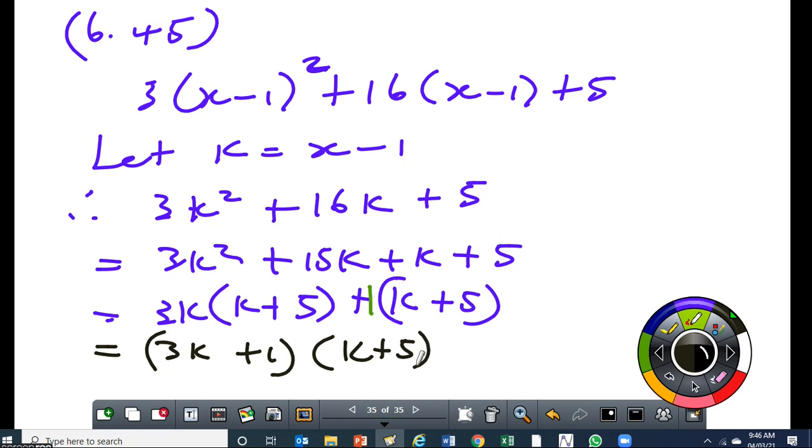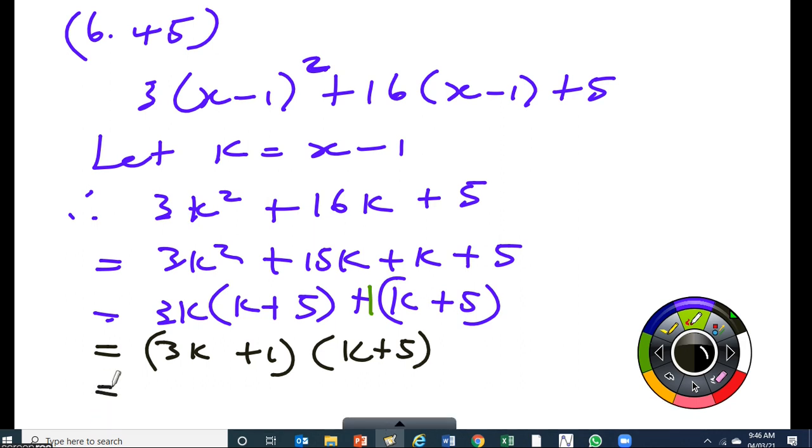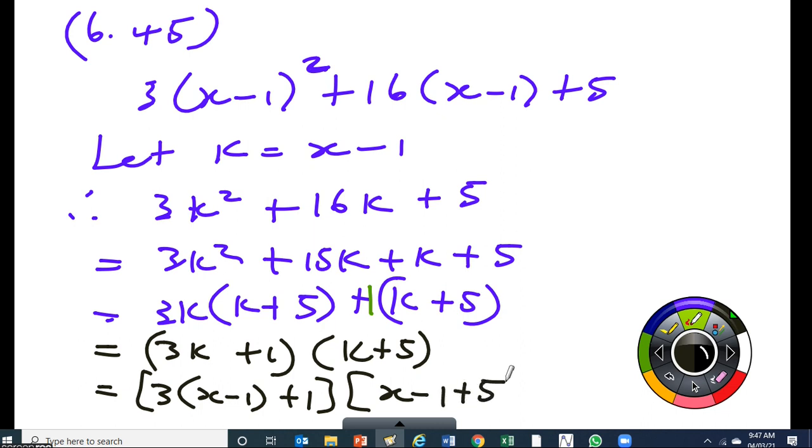This is not the final answer. Our final answer must be in terms of x. So I'll go back to my substitution. Where there is k here, I'll put the x minus 1, because my answer must be in terms of x. So my final answer will be 3 times x minus 1, plus 1, I can put that in square brackets, times x minus 1 plus 5.